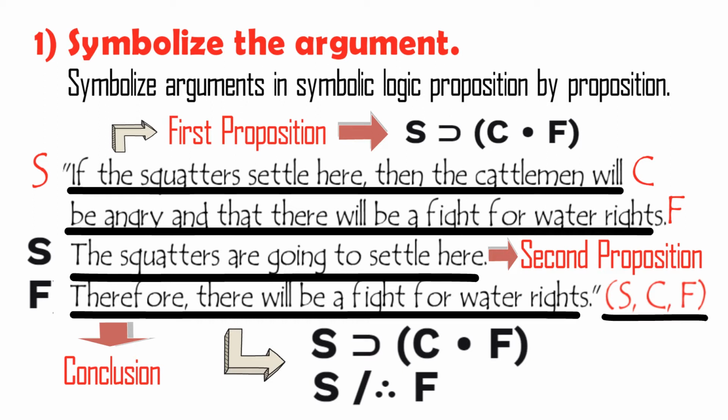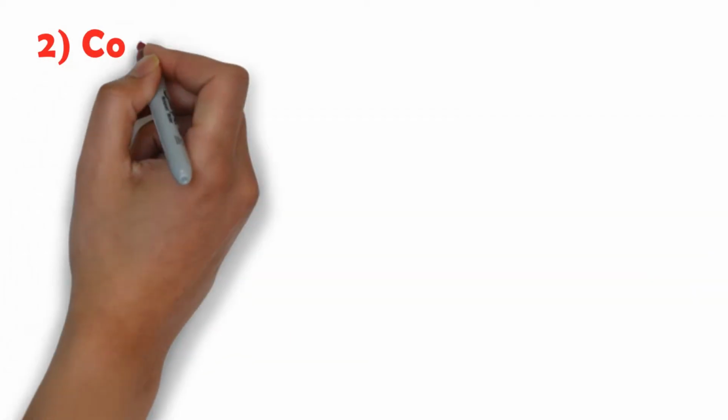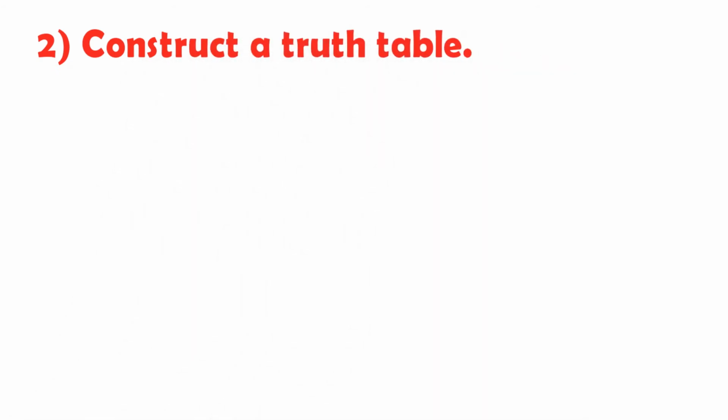Please note that in the symbolized form of the argument, S, then C and F is the first premise, S is the second premise, and F is the conclusion. Now, how do we construct a truth table for this argument?